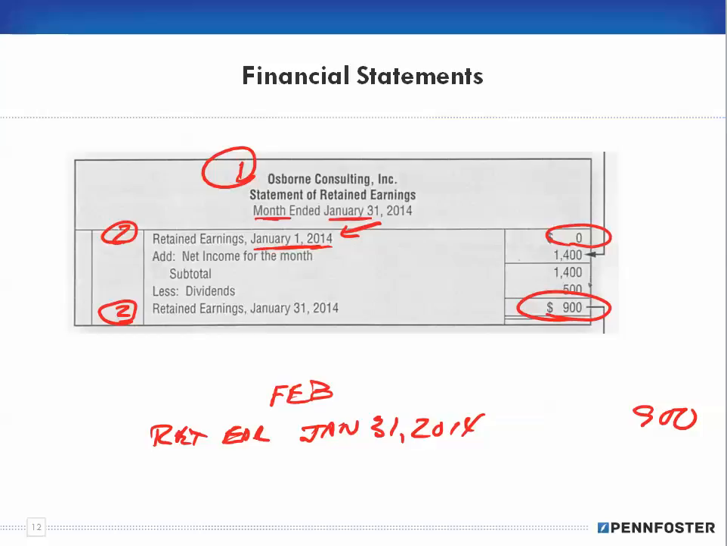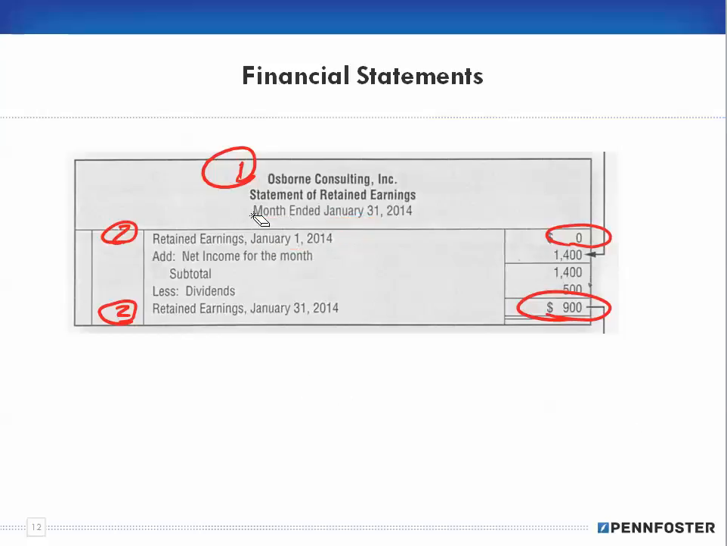Again, technically it's not wrong because your ending balances become your beginning balances, but for clarity purposes, you're talking about this accounting period. So the beginning date of this accounting period is the very first day of that accounting period. So that's what you write on your first line.